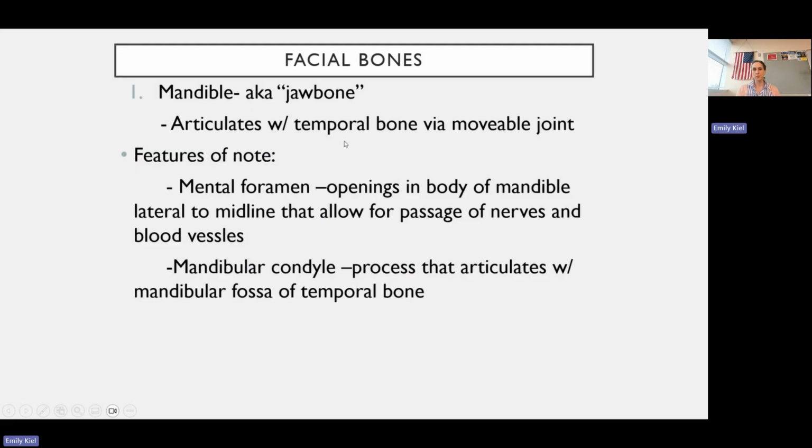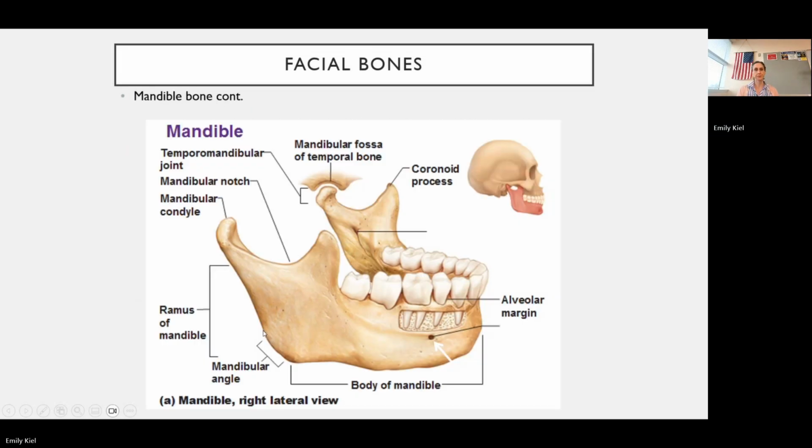It's got the movable joint with the temporal bone. You've got your mental foramen, and there are some nerves and blood vessels that go there. This is a place, if you go to the dentist and they numb your mouth, they're going to use some of the nerves and blood vessels that come out of this area. And then you've got your mandibular condyle, which articulates with the mandibular fossa.